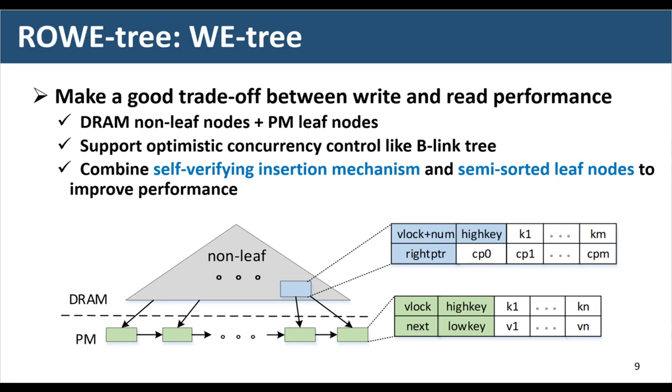The WE-tree stores non-leaf nodes in DRAM and stores leaf nodes in PM, since non-leaf nodes of a B+ tree are read frequently, while leaf nodes are written frequently. By doing so, we can alleviate the read and write interference on PM and improve write performance. The WE-tree supports optimistic concurrency control like B-link tree. It combines a self-verifying insertion mechanism and semi-sorted leaf nodes to improve performance.